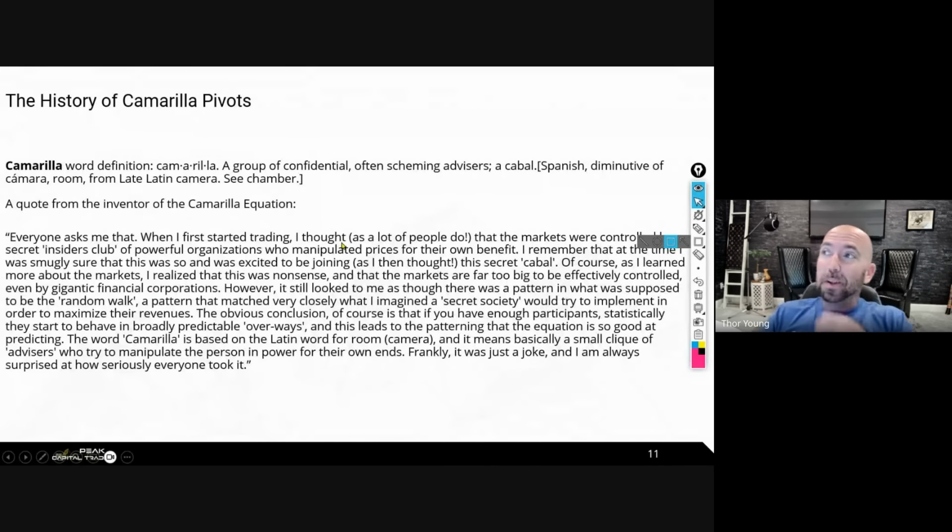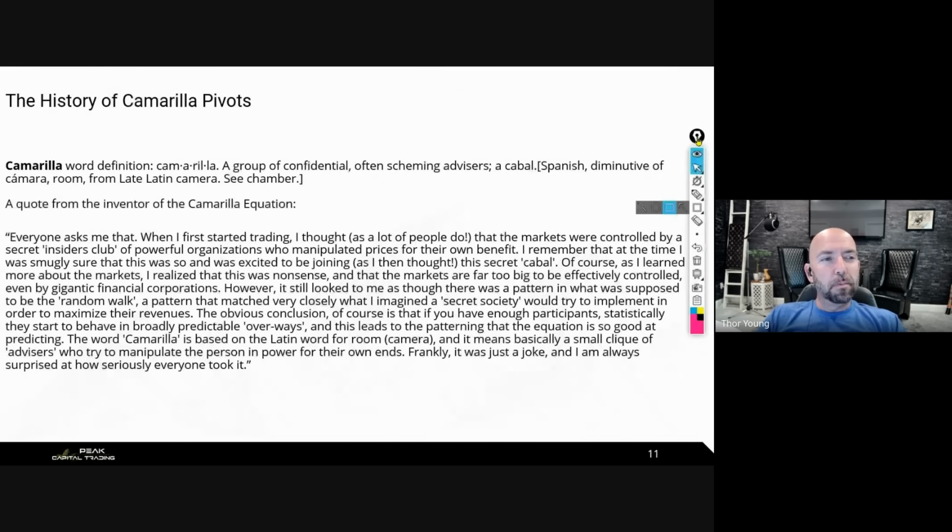So let's talk a little bit about those cams. First, a little bit of maybe not accurate history and then accurate history, but I like the story, so I leave it in here. So Camarilla, which is a group of confidential, often scheming advisors, a cabal. It's a Spanish diminutive of Camara, room, Latin, sea chamber, blah. That came out of the book, right?